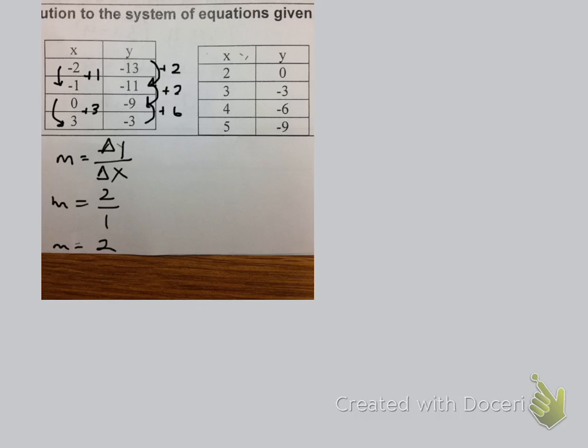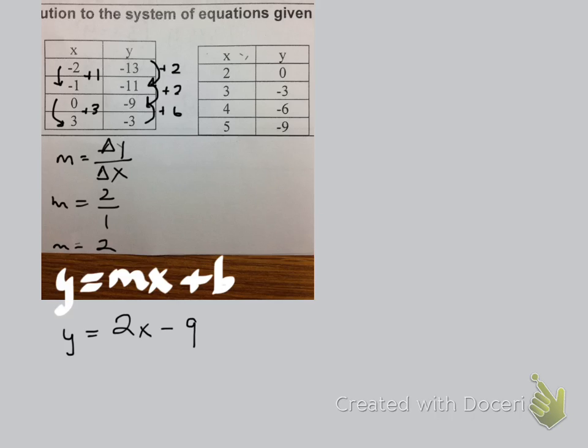Now, I'm going to continue on. In order to solve this, I need to put this into y equals mx plus b form. So I need the b now, because right now I have y equals 2x. Now I need the b, which is your y-intercept. What is my y-intercept in that first table? Negative 9. How do I know that? Because x is 0, so it's minus 9.